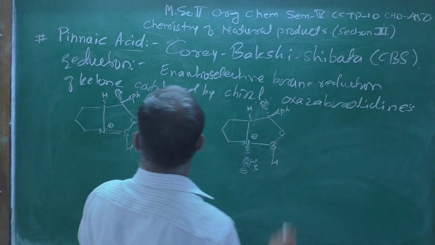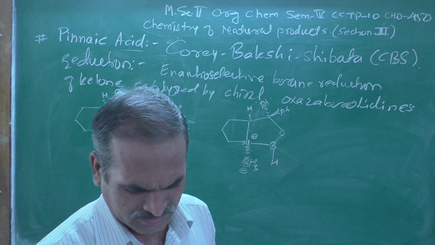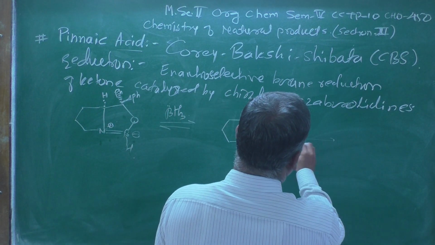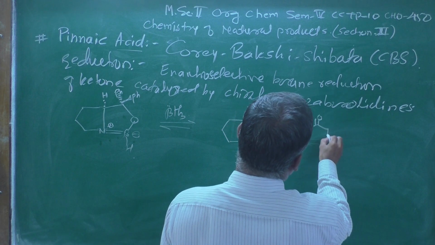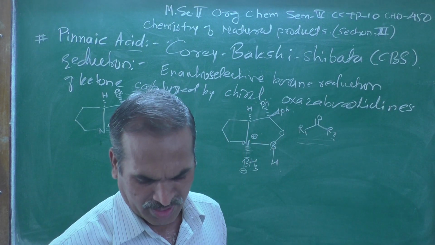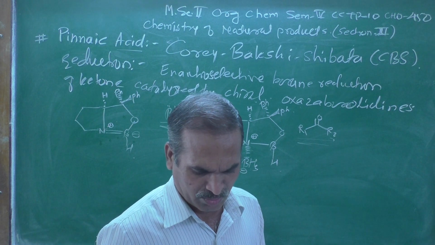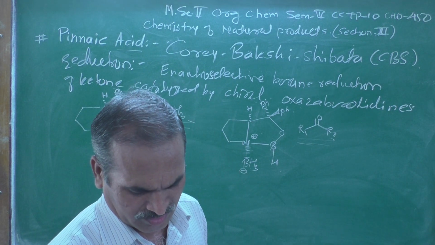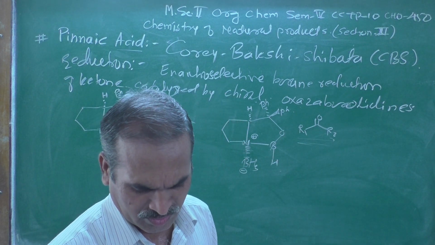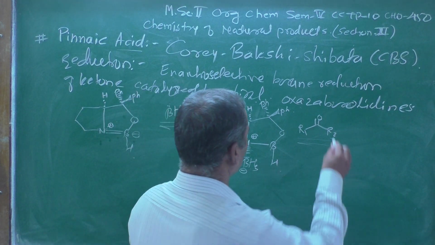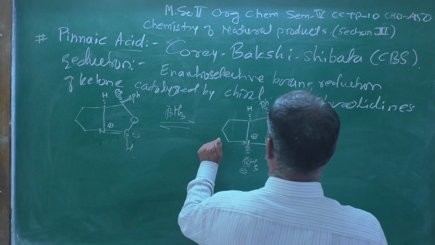phenyl group which would be above the plane, and after that it is treated with the ketone, which is R1 double bond O and R2. I am showing that ketone like this, and after that what do you get? After this one, now this one is going to attack on that boron, and what do you get?